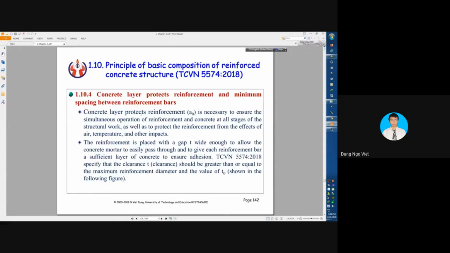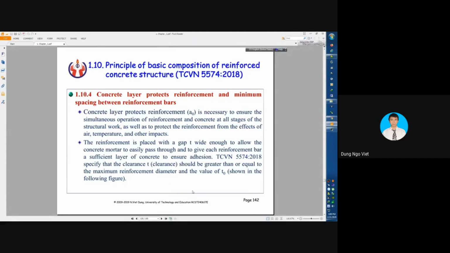Next, the concrete layer protects reinforcement and the minimum spacing between reinforcement bars. The concrete layer A0 is necessary to ensure the simultaneous operation of reinforcement and concrete at the stages of the structural works, as well as to protect the reinforcement from the effects of air, temperature, and other impacts. And the reinforcement is placed with a gap T wide enough to allow the concrete mortar to easily pass through and to give each reinforcement bar a sufficient layer of concrete to ensure adhesion.